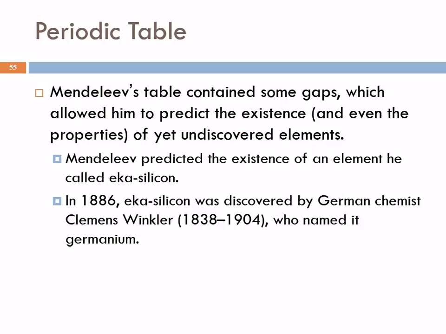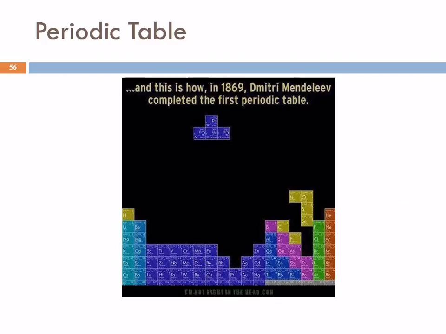There were some gaps in his table, empty spaces. And he predicted that elements would be discovered that would fill in those gaps. He even predicted the properties of them. He predicted the existence of an element he called ecosilicon. Eka just means below. So he predicted an element would be found below silicon. And that was discovered in 1886 by a German chemist, Clemens Winkler. He named it germanium after his country. And this is how, in 1869, Dmitry Mendeleev completed the first periodic table.